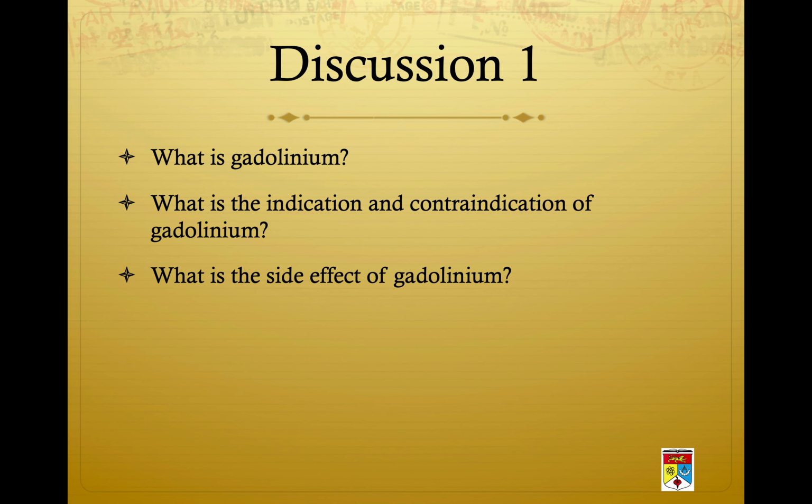I would advise you to go back and discuss what gadolinium is, and maybe you can send me some of your assignment, and then we'll see whether you are correct or not. Also, what are the indications and contraindications of gadolinium? Gadolinium is basically like a drug you give to the patient, but you have to know the contraindications, because it does not come without risk. The third question would be, what are the side effects of gadolinium? I believe that if you do this exercise, you will remember to be careful with gadolinium.